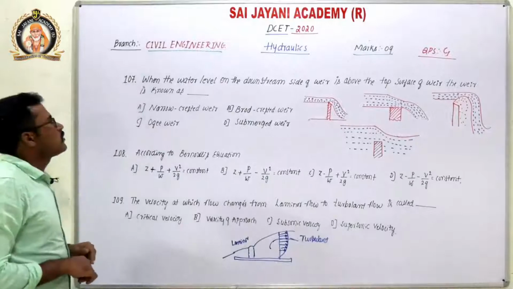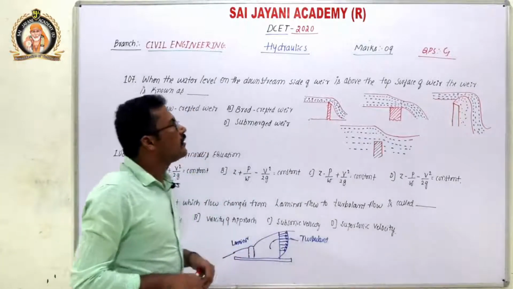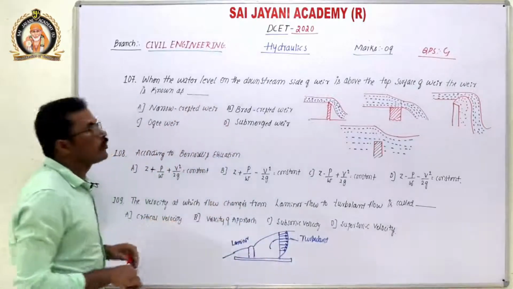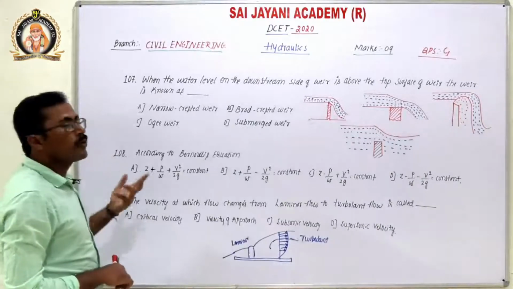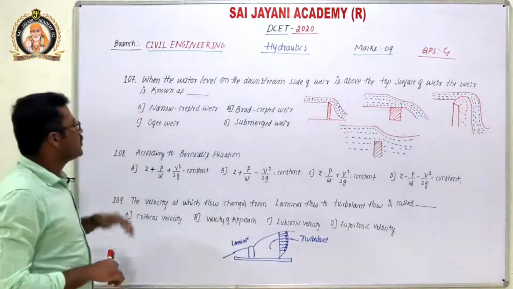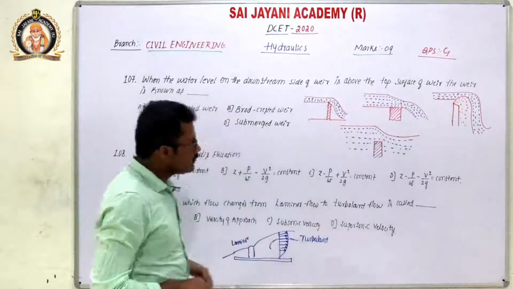So question number 107: when the water level on the downstream side of a weir is above the top surface of the weir, then the weir is known as dash. Option A, narrow crested weir. Option B, broad crested weir. Option C, ogee weir. Option D, submerged weir.